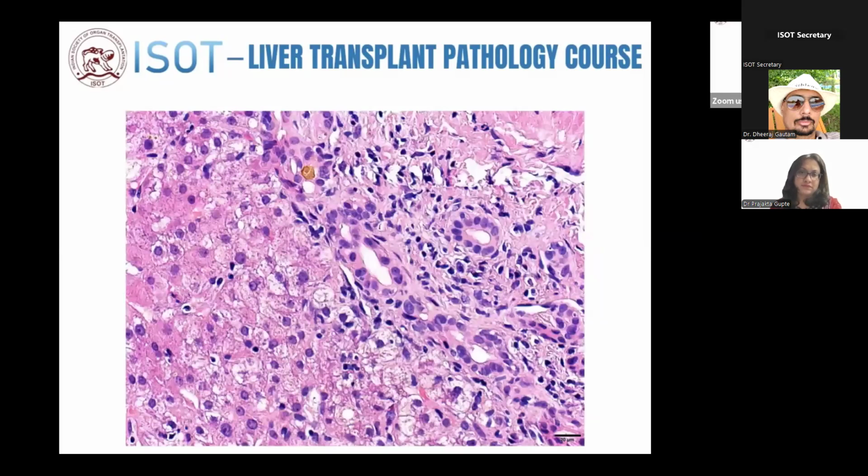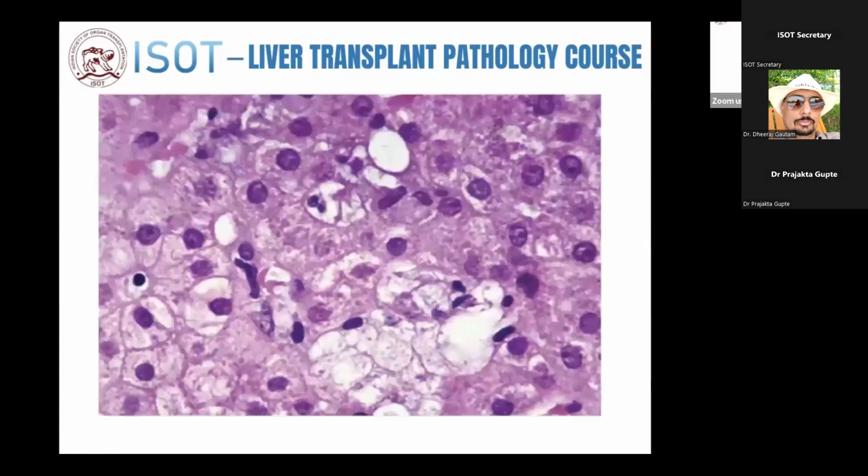Now, what do we see here? Again, we are seeing ductular proliferation, some mixed inflammation, some cholestasis here. Some of these hepatocytes are appearing ballooned. What do we see here? Now, here is a cluster of hepatocytes which look pale. Here, this area. And this is feathery degeneration.